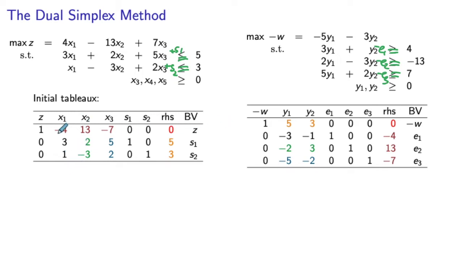First of all, let's look at row 0 of the primal tableau and see where it appears in the dual tableau. So we have -4, 13 and -7, and recall that the objective coefficients of the primal appear in the right-hand side of the dual. And then when we look at the tableau, we see that this is exactly where the coefficients from row 0 of the primal tableau appear in the dual tableau. So they were just copied from here to here.